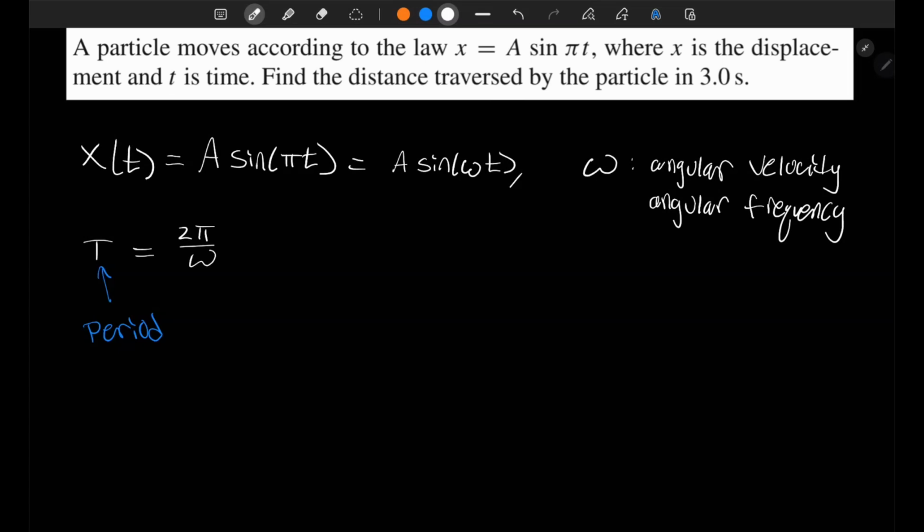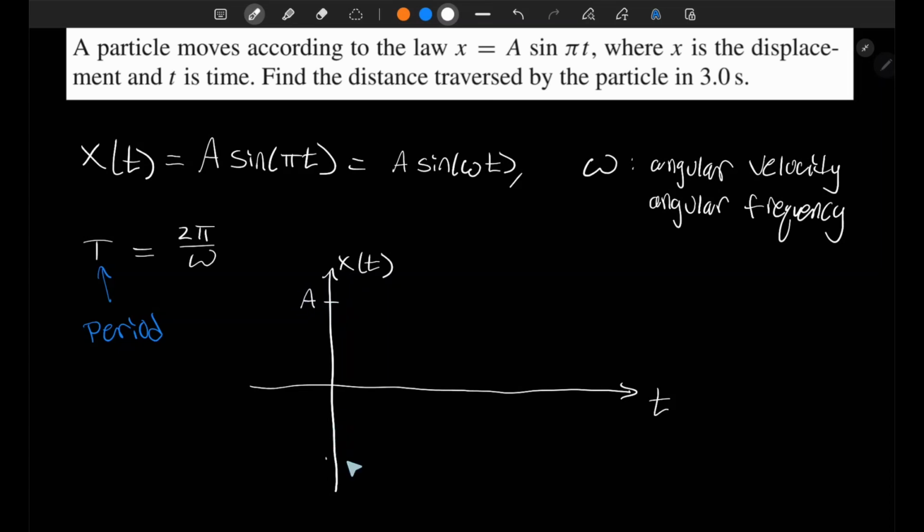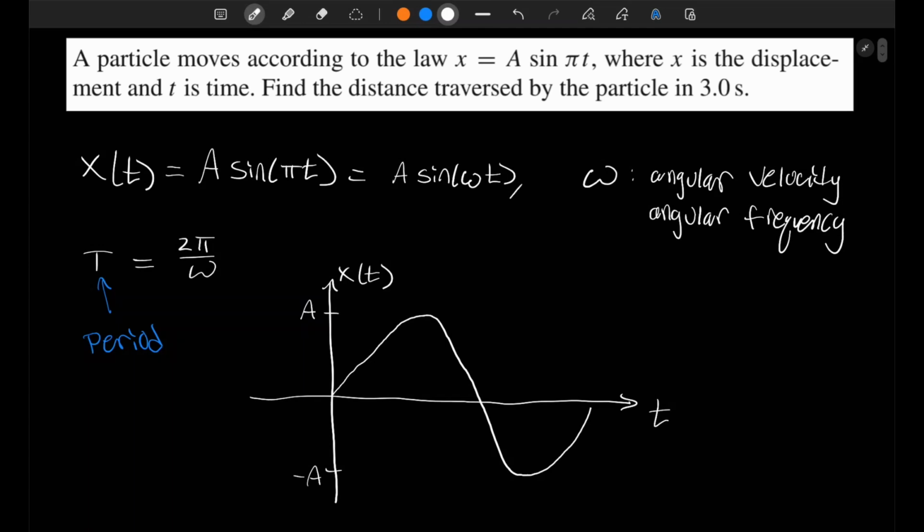rotation. And the reason I say rotation is because whenever we have a sine or a cosine, let's draw out what we actually have for position. So if we draw out an x and y graph, this is time, this is x of t, and this will be a, and down here will be negative a. The graph looks something like this. It goes up, and then down, and then up again. So this is what the sine graph looks like.